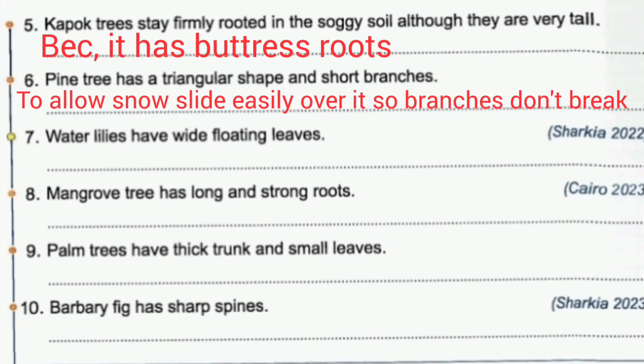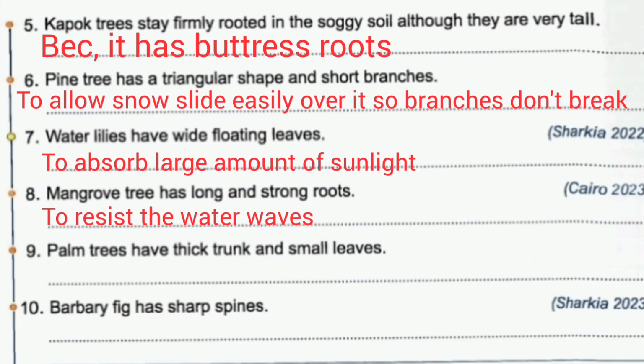Number 7. Water lilies have white floating leaves to absorb large amount of sunlight. Number 8. Mangrove tree has long and strong roots to resist the water waves.